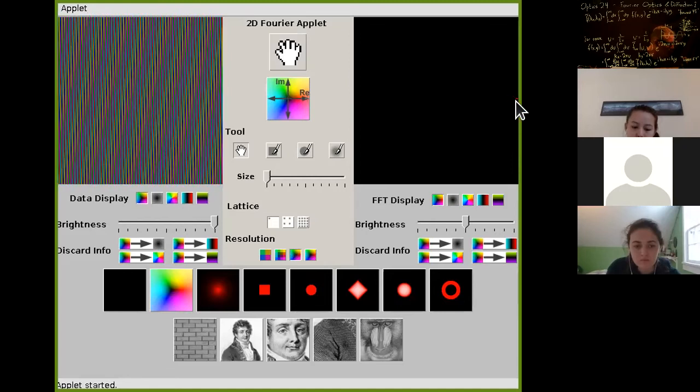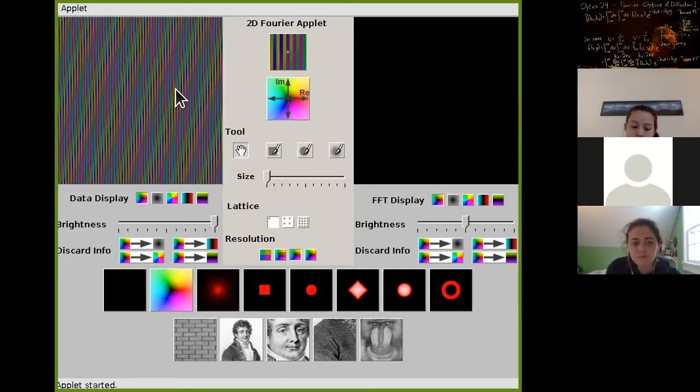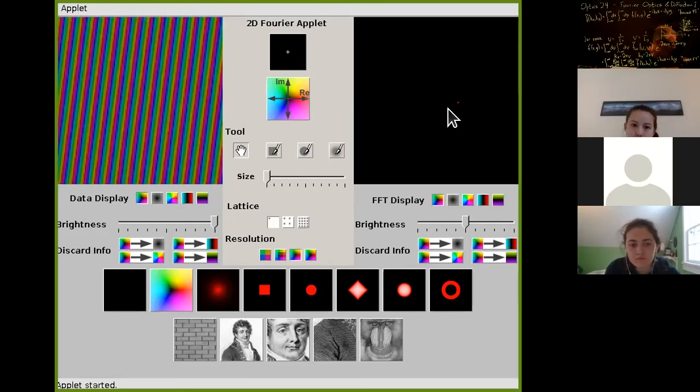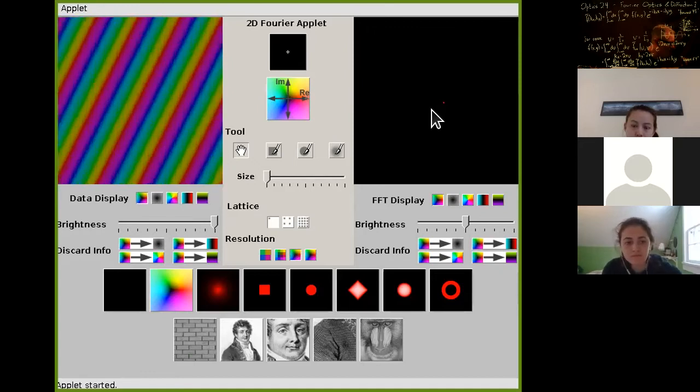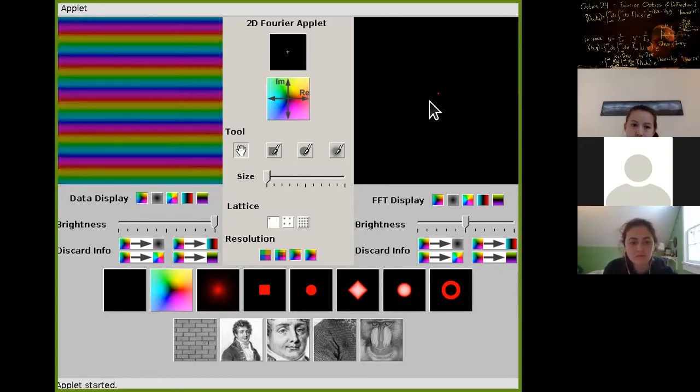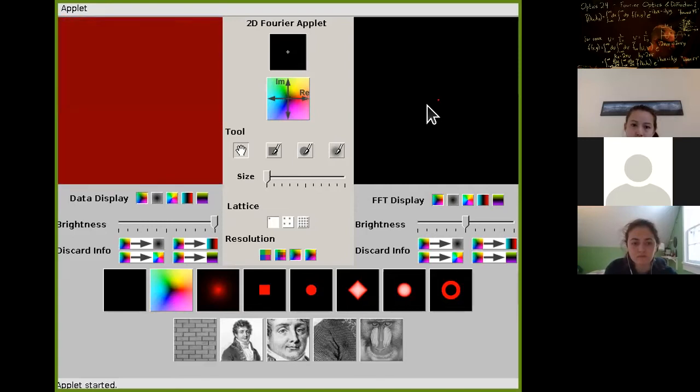If I drag it all the way to the very edge, the highest spatial frequency I can have is pretty much positive, negative, positive, negative, positive, negative. I haven't quite dragged it to be perfectly horizontal, but the highest frequency is a plane wave whose peaks and troughs are every pixel. Let me drag it back to the origin. As I drag it back, the frequency gets lower and lower. Eventually, if I'm right on the origin, I should have exactly zero. There we go. Zero frequency just means a constant.